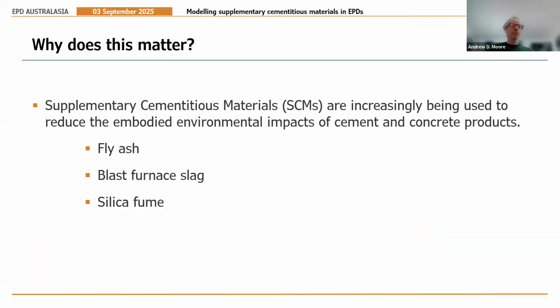Thank you. So why are we discussing this issue? Firstly, supplementary cementitious materials are increasingly being used to reduce the embodied environmental impact of products. Examples of SCMs are fly ash, blast furnace slag, and silica fume. There are obviously a lot more materials in the pozzolan family that can be used as well, but these are the three key ones commonly used in cement and concrete products.